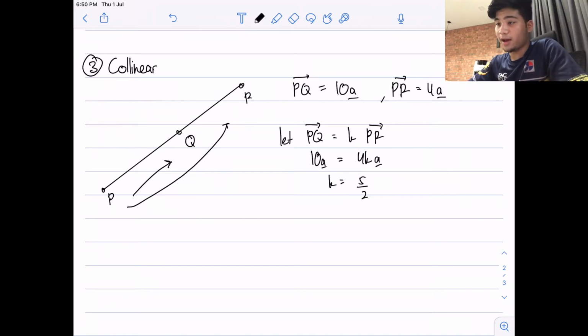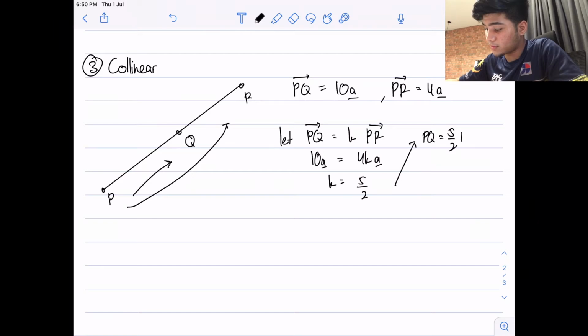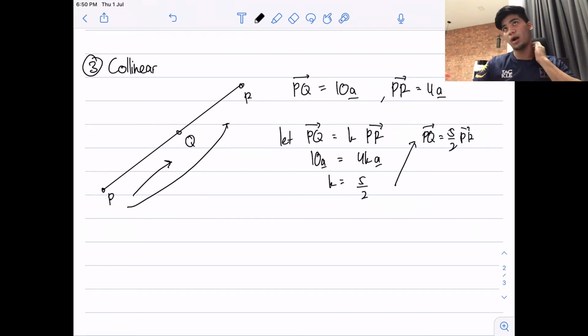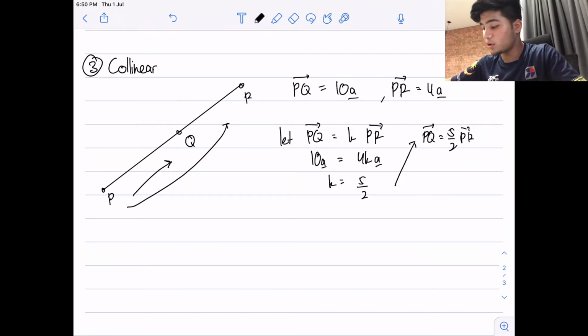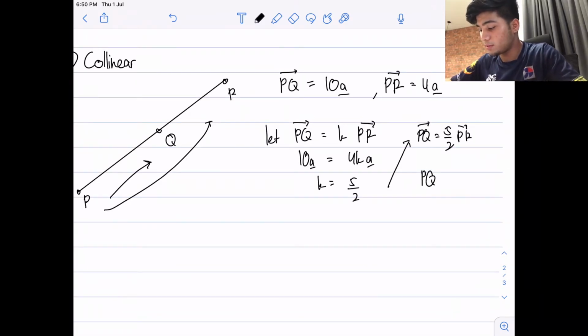Now, the fact that we found k, from here we can prove that PQ equals 5/2 PR. That means that PQ and PR are the same thing. It's just that PQ is longer than PR. Alright, so just by proving this ratio, you can already state that PQ is actually parallel to PR. Alright?